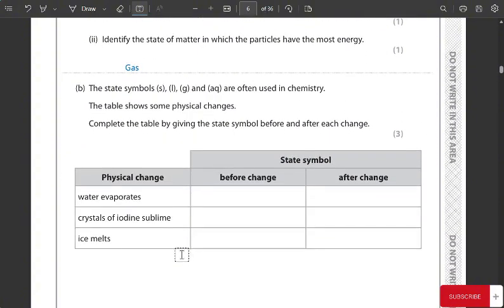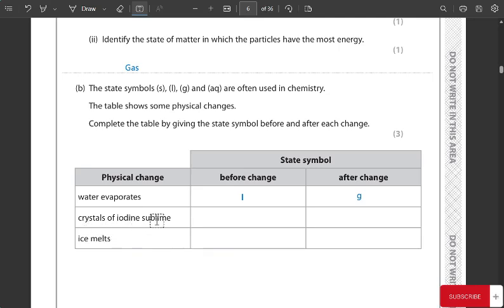B1. State symbols are often used in chemistry. The table shows some physical changes. Complete the table by giving the state symbol before and after each change. Okay. Water evaporates. We know that water is in liquid form at room temperature. If it boils, it will turn into gas form. That's why first we put L. L is the symbol of liquid, and G is the symbol of gas.